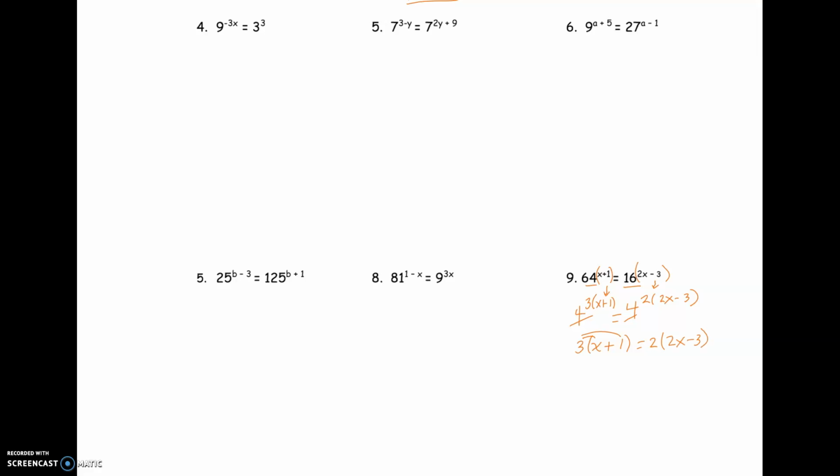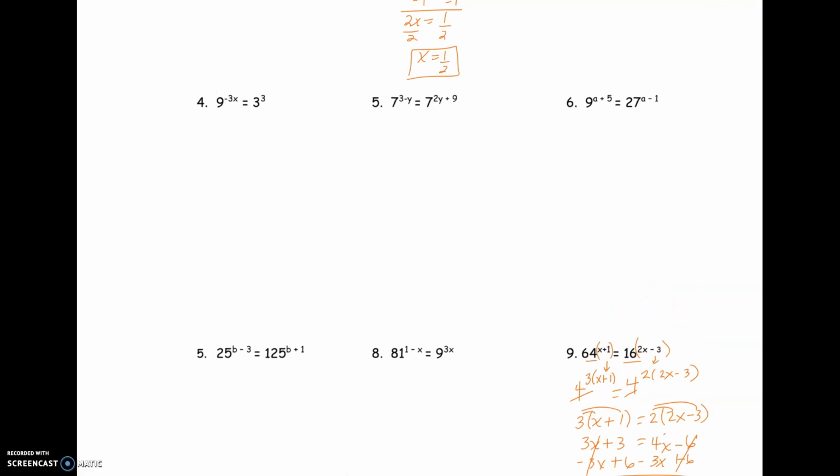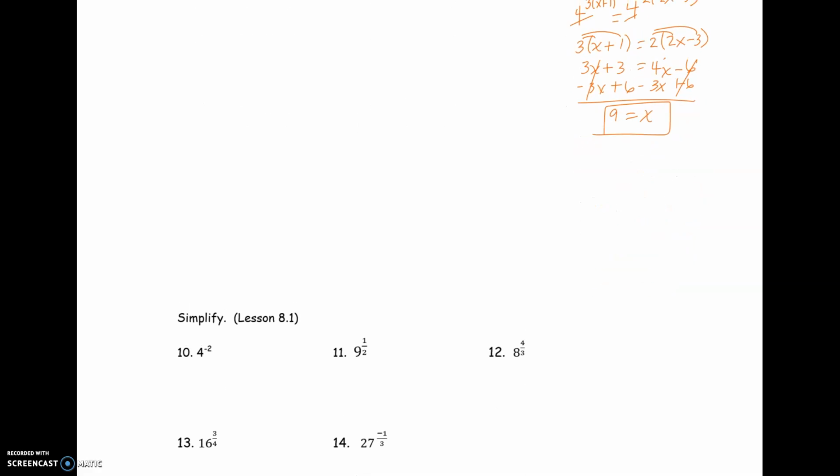I distribute my 3 on the left. I get 3x plus 3 equals, and my 2, I distribute that on the right, 4x minus 6. I'll subtract my 3 and I'll add my 6. And when I do, the 3x's are gone. 3 plus 6 equals 9. 4x minus 3x is x, and negative 6 plus 6 is gone. So I get x equals 9. Again, I can put that in to check.